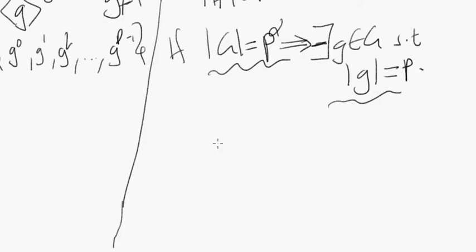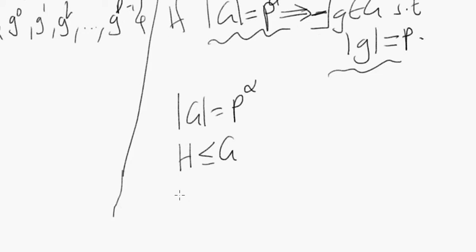Well, let's study just having order G equals p to the alpha. So suppose we have order G equals p to the alpha. We don't know what the subgroup is, but suppose that H actually has some subgroups. What possible orders can the subgroups have? What are the possible orders of the subgroups?